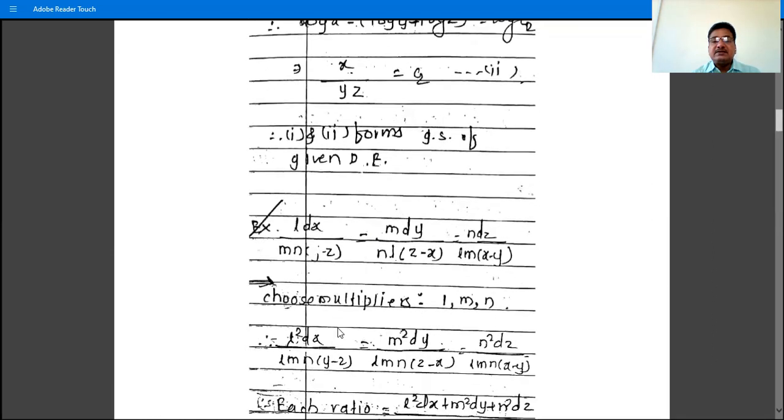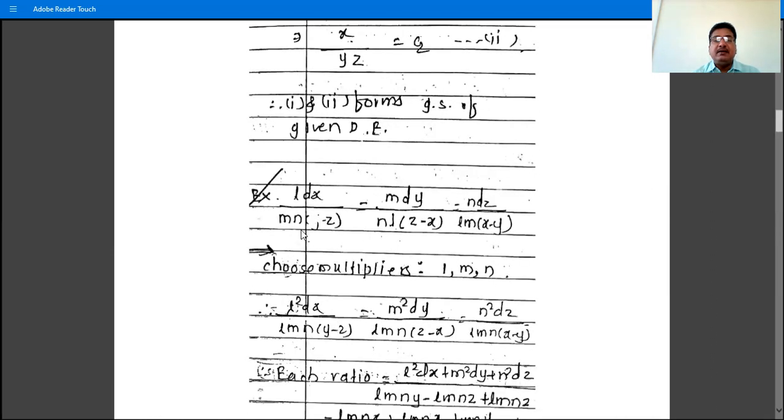Similarly, the next example: l dx divided by m(n y − l z)... m dy divided by n(l z − x)... n dz divided by l m(x − y). Solve this example by using the second method, that is, choose multipliers.